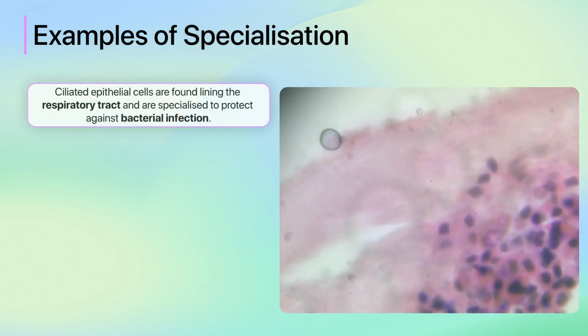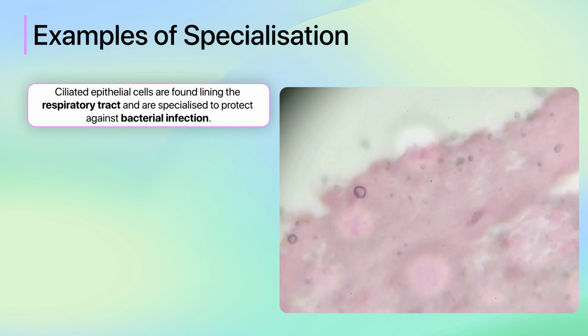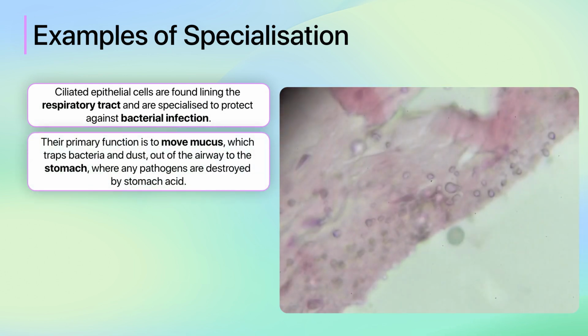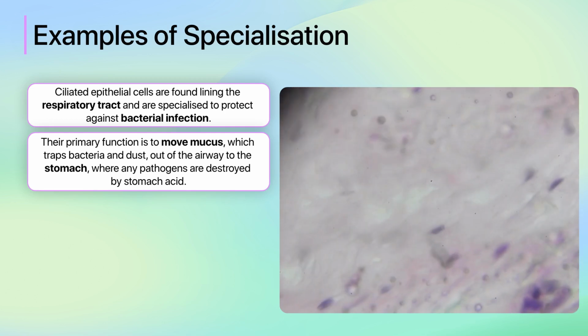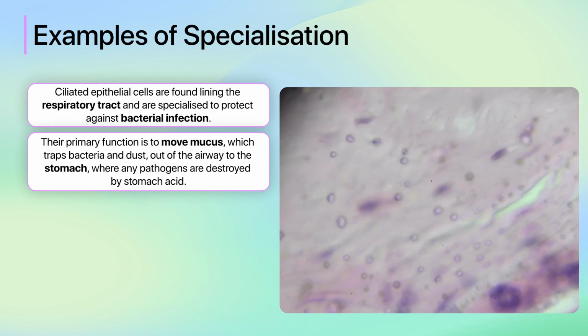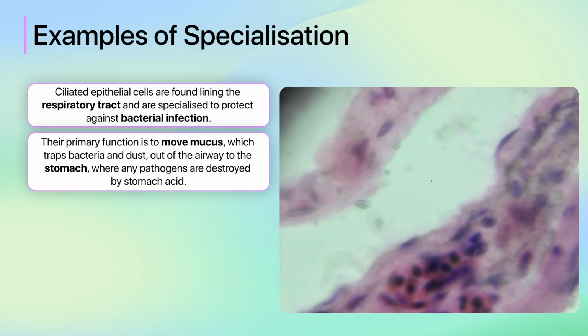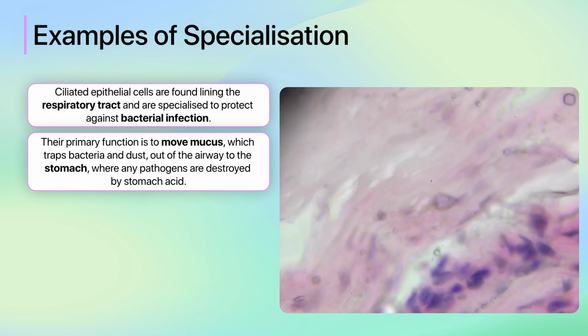Now, let's learn about a third and final example of a specialized animal cell. Ciliated epithelial cells are found lining the respiratory tract and are specialized to protect against bacterial infection. Their primary function is to move mucus, which traps bacteria and dust, out of the airway to the stomach, where any pathogens are destroyed by stomach acid. Just like sperm and egg cells, they have adaptations that specialize them to this function.